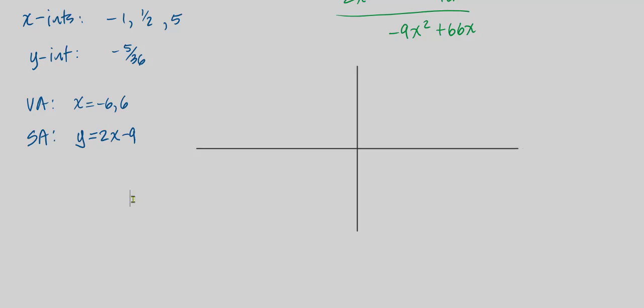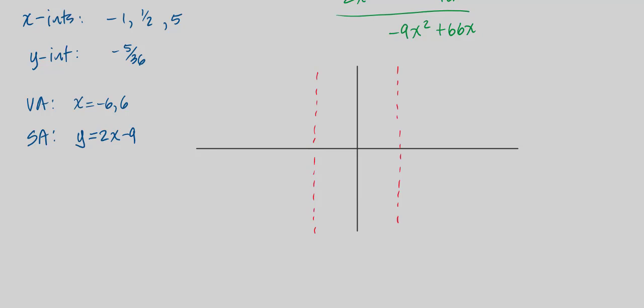So let's go ahead. And we're just sketching. We're not going to get super precise here. Let's put our vertical asymptote of x equals 6 right here. Vertical asymptote of x equals -6 right there.